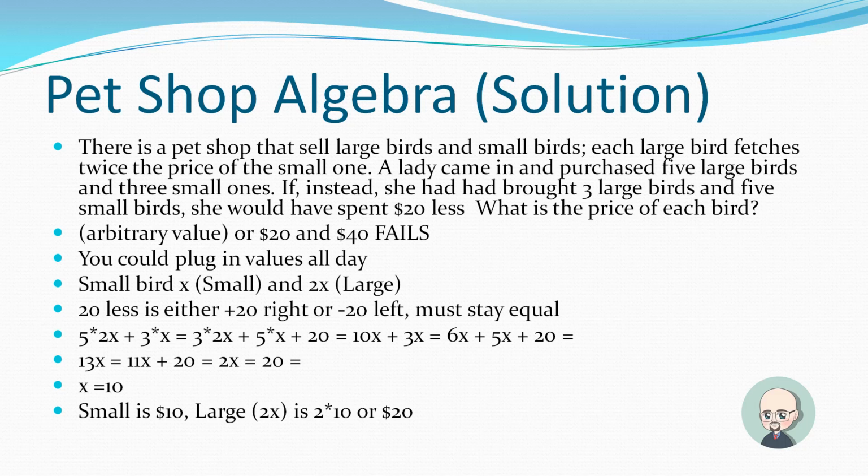So then we come up with our 13x equals 11x plus 20. And then we take that 20. We have that right there. We subtract the 11x from 13x. That's where we get the 2x equals 20. Solve for x, x equals 10. And then, so the small is $10. The large is $20.